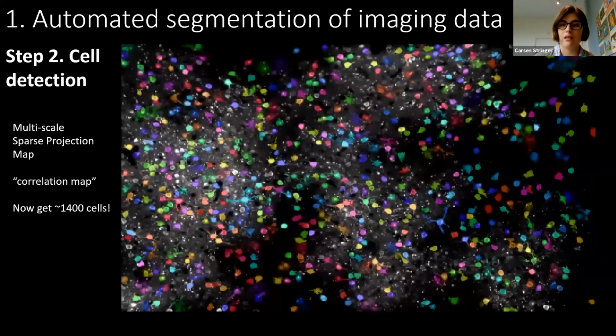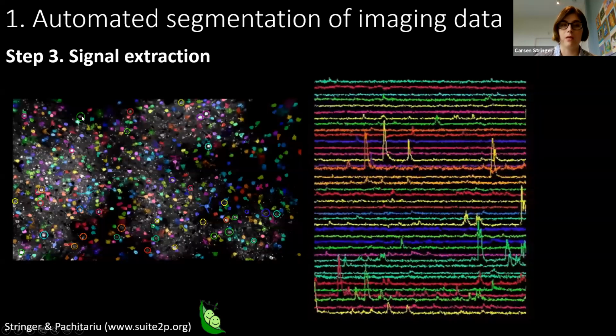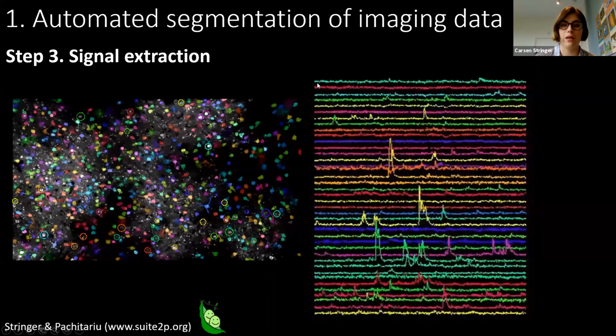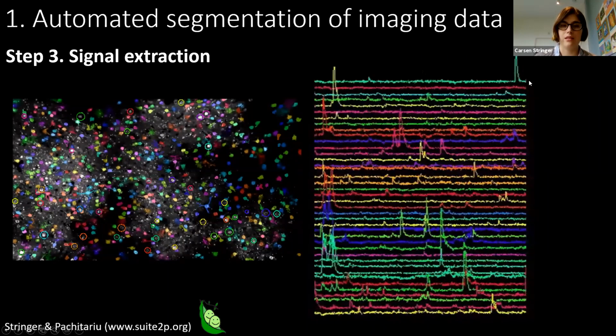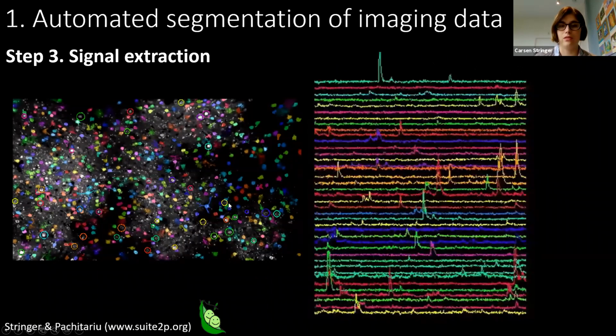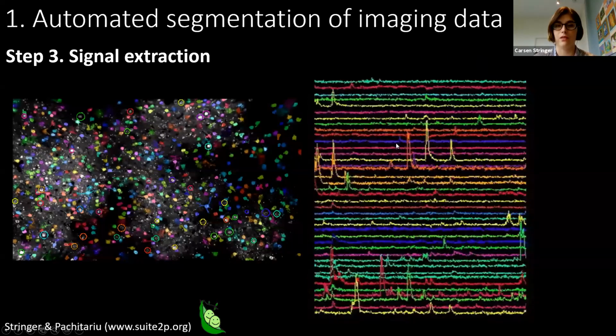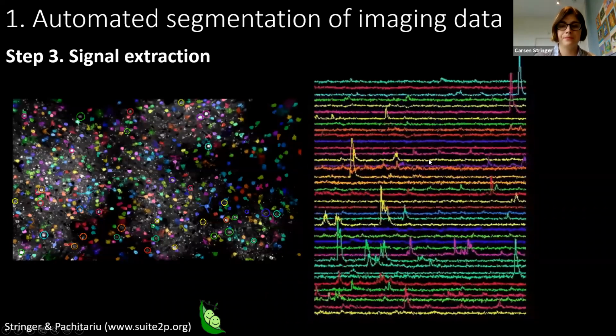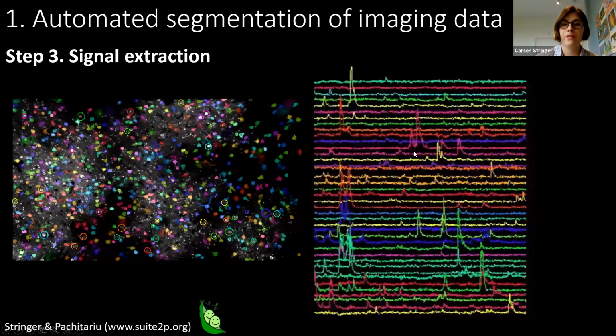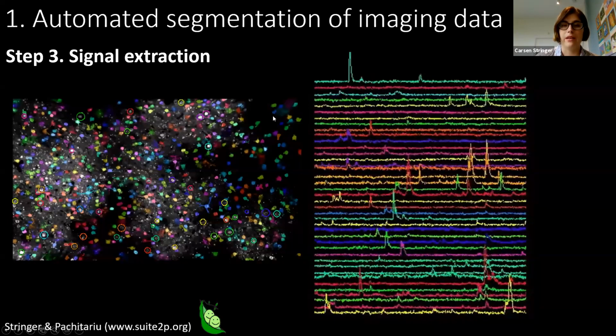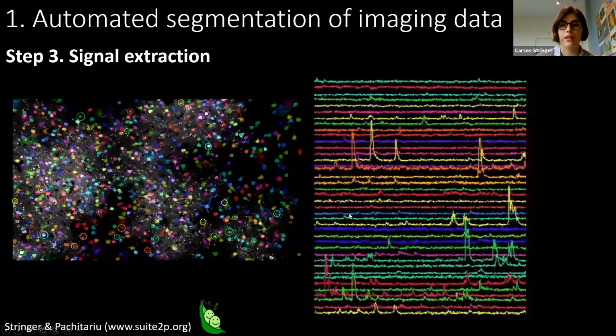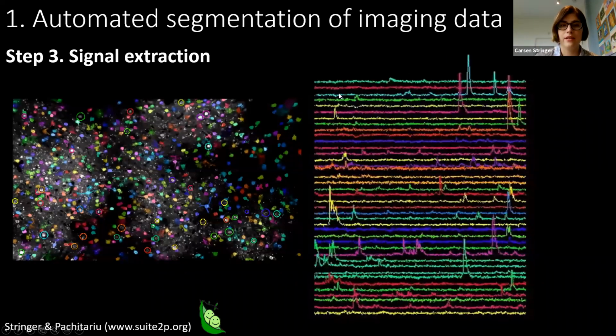Then we can take each of these cells and we need to find its activity in time. So we take the sum of the pixels in each frame, and we get these traces in time here. These cells circled here are the ones that I'm showing in this video on the right. And so we can now start to look at this neural activity.